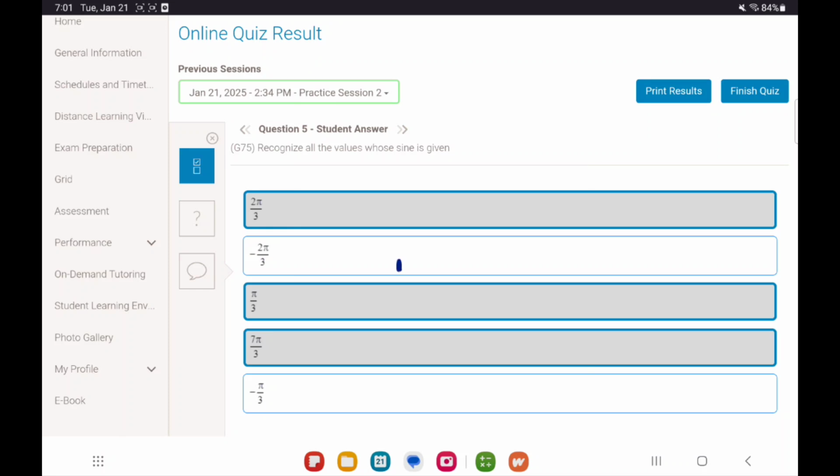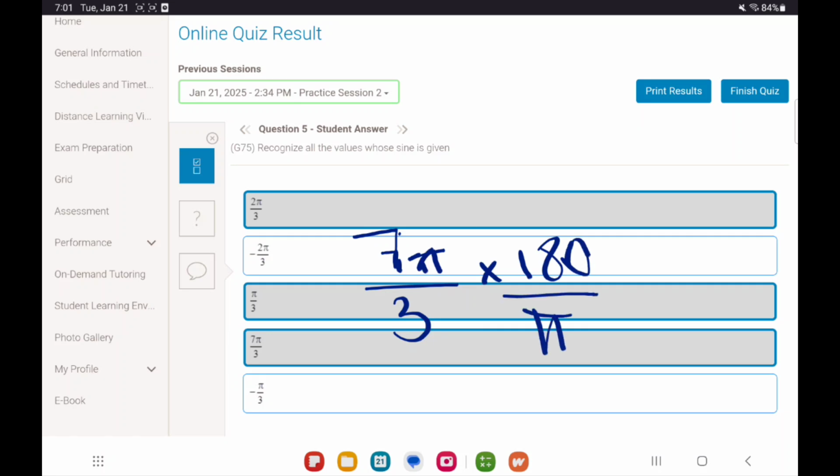Now 7 pi over 3 times 180 over pi. Okay, so cancel, cancel, cancel. We get 60. 7 times 60, you can do it on your calculators. 7 times 60 is 420. I know that without using my calculator, but let me use my calculator just to make sure. So 7 times 60, yes, it's 420. Okay, so 420.